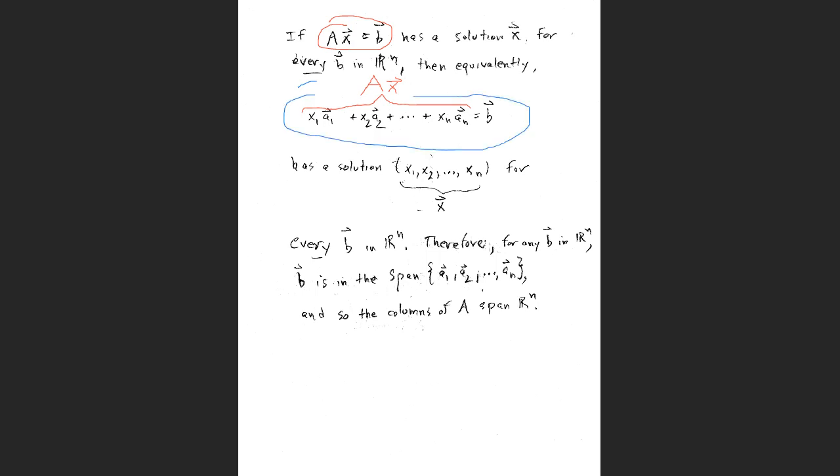by virtue of the fact that A is invertible, this vector equation has a solution, vector X, for every vector B in Rn space. And that means for any vector B in n-dimensional space, that vector B has to be in the span of the column vectors of the matrix A.